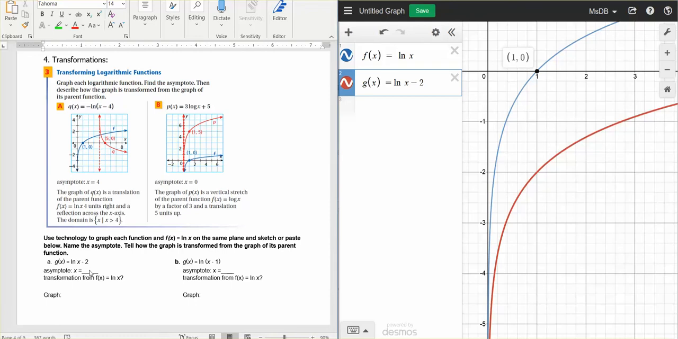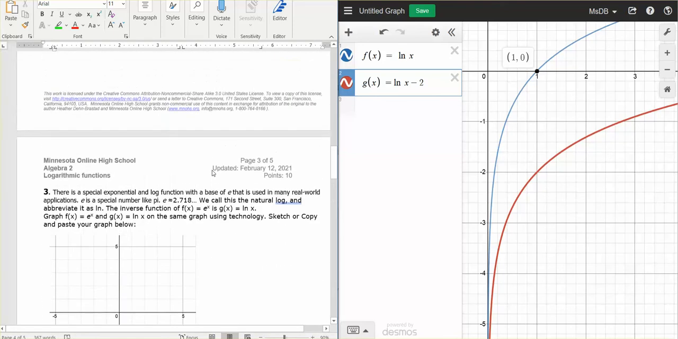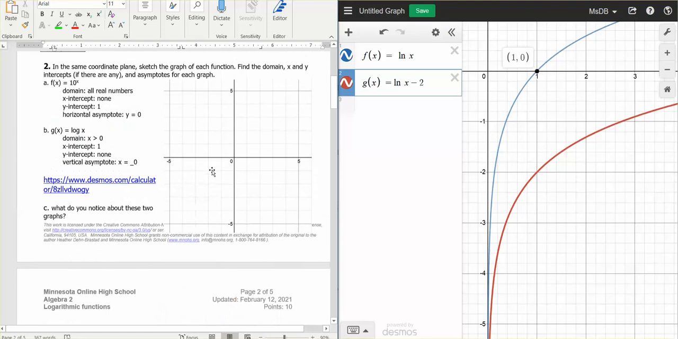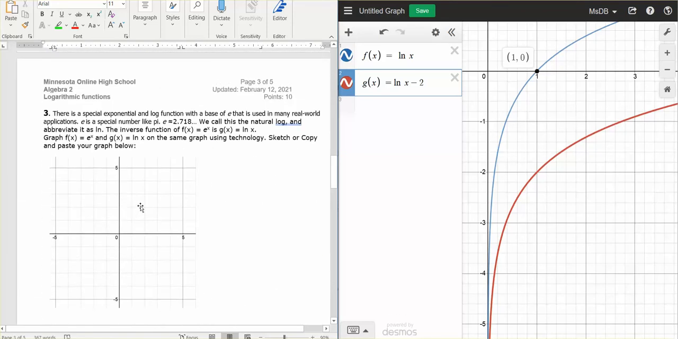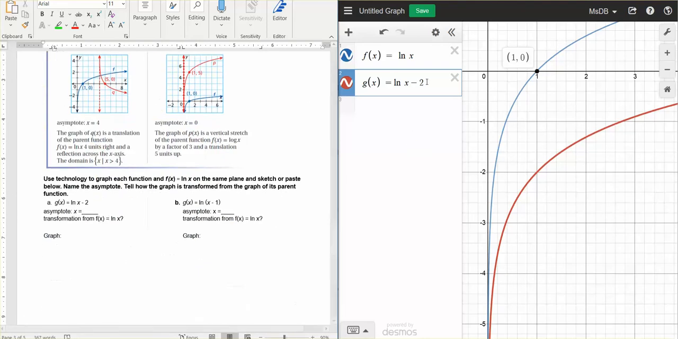So I am going to find the asymptote. The asymptote did not change from the natural log of x. And that's the same asymptote that you did when we did number 3, I think it was. But you didn't have to write the asymptotes for that one, I guess. The asymptote is x equals 0. It will never cross that line. The transformation is that it went down 2. I suppose I can write that it's a translation, but I wouldn't mark it wrong if you just wrote down 2.